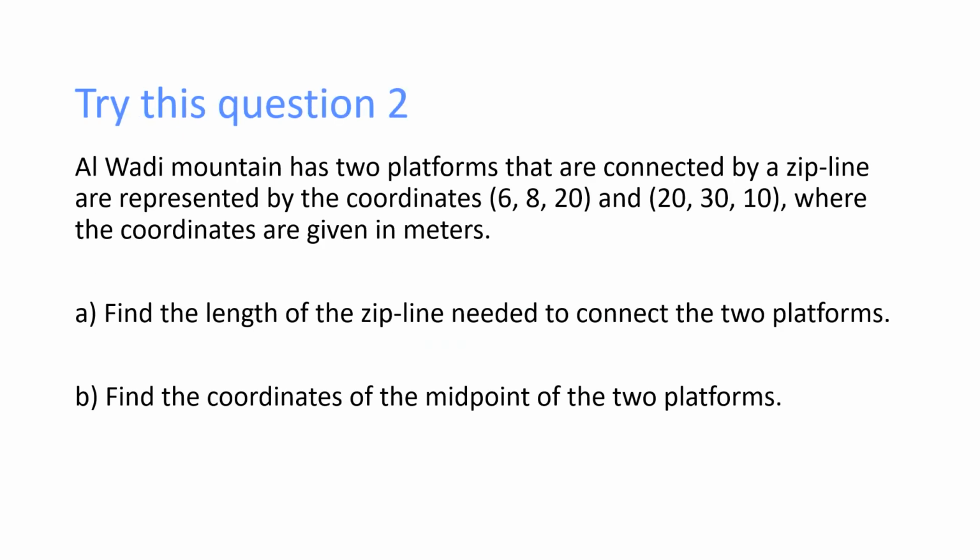Try this question number 2. Al-Wadi Mountain has two platforms that are connected by a zip line and are represented by the coordinates 6, 8, 20 and 20, 30, 10, where the coordinates are given in meters. Your task is to find A, the length of the zip line needed to connect the two platforms, and B, to find the coordinates of the midpoint of the two platforms. You can pause the clip now, and when you are ready, you can play this clip again.